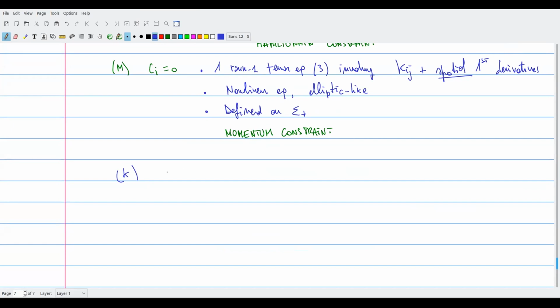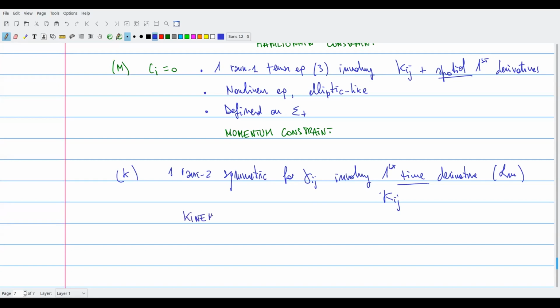So this is one rank 2 equation for the symmetric tensor gamma ij. So this is 6 equations involving, in this case, first time derivative, again in the sense of the derivative along M, and involving Kij, the velocity. So this is what one could define, at least for today, the kinematical equation.